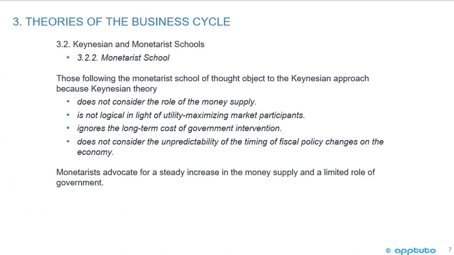Now we're going to continue with the monetarist school. Those following the monetarist school of thought object to the Keynesian approach because Keynesian theory, 1, does not consider the role of the money supply, 2, is not logical in light of utility maximizing market participants, 3, it ignores the long-term cost of government intervention, and finally 4, does not consider the unpredictability of the timing of fiscal policy changes on the economy. So monetarists advocate for a steady increase in the money supply and a limited role of government.